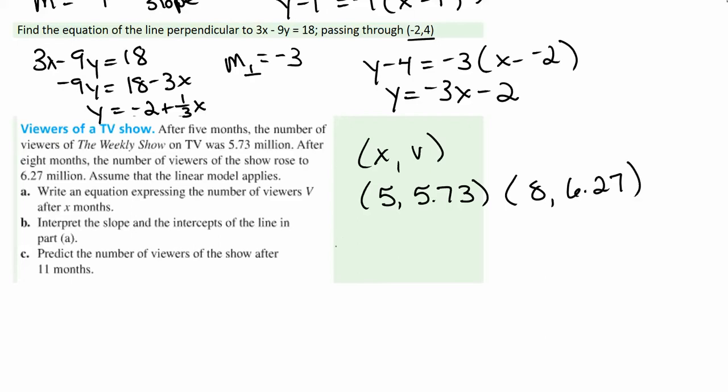So to get the equation of the line, we'll first need the slope. So it's going to be 6.27 minus 5.73 divided by 8 minus 5. So you're going to have to do that subtraction.